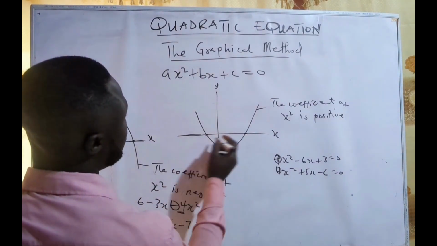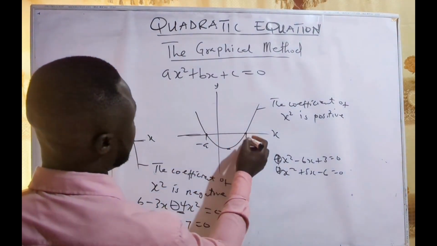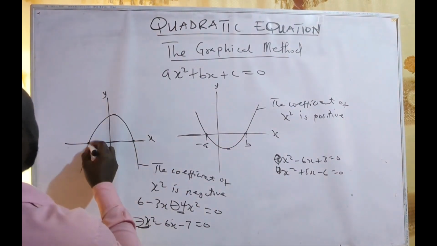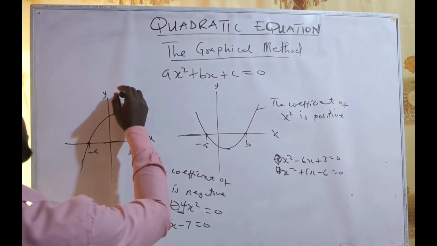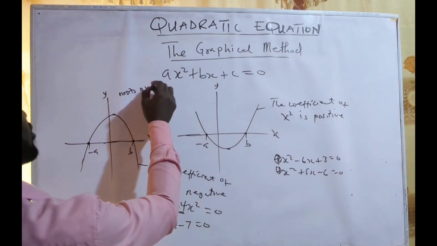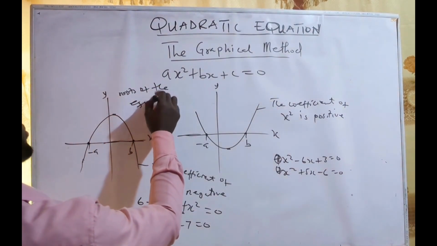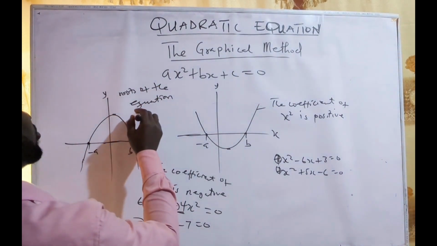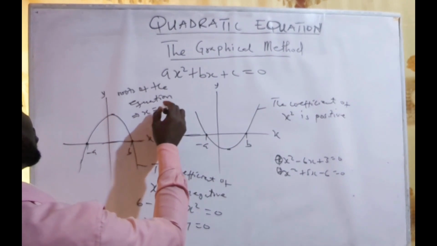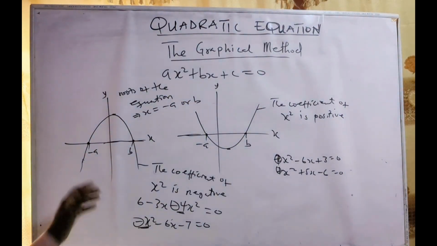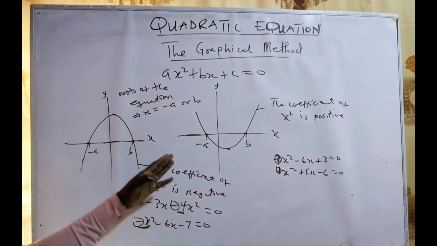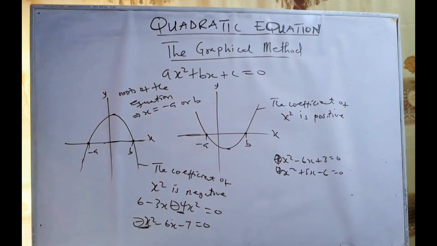So here the roots, let's say here is negative a and here is positive b. Then the root of the equation is going to be s is equal to minus a or b, according to the example that I've used there. Alright, so that will become the roots of the equation.